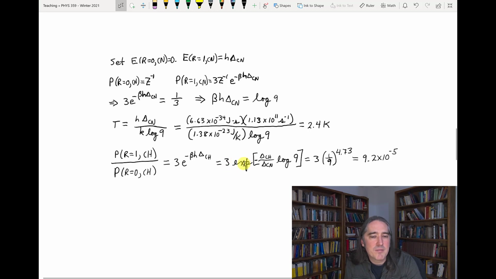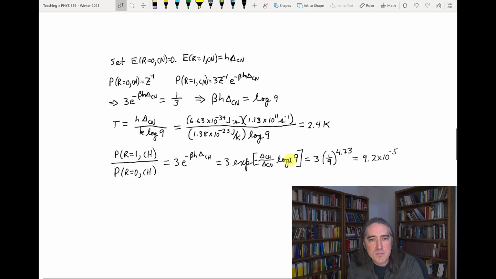Now, I have written this in what I'm going to call a lazy way, which is to say, there's a lot of things with units and exponents, and this looks like a lot of work to me. I'm going to instead say, wait, the beta and the h are the same as before, right? We're at the same temperature, so same beta. Planck's constant is a constant, it's not going anywhere. So I just need to change from delta CN, which is where I was at before, to delta CH. So if I take my old result, which was that beta h delta CN equals log 9, then I just have to multiply that by delta CH over delta CN to cancel off the delta CN. See? So I multiply by that ratio times log 9.